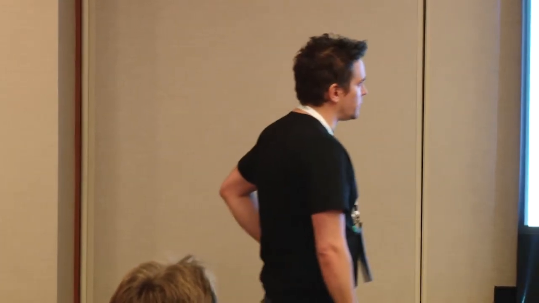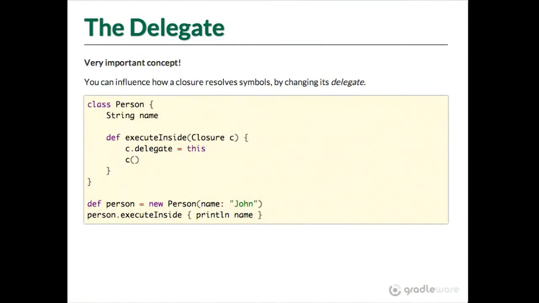However, probably more useful for writing Gradle scripts is this concept. And this is related to the concept I talked about before with the script context, the script delegate. You can influence how a closure resolves things beyond that default behavior. So you can say, when you're trying to resolve things that are inside this closure, use this object as the delegate.